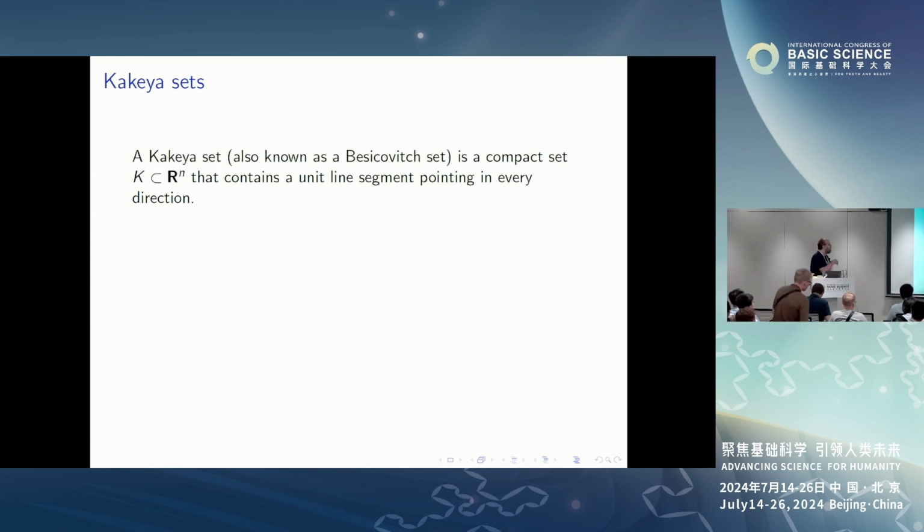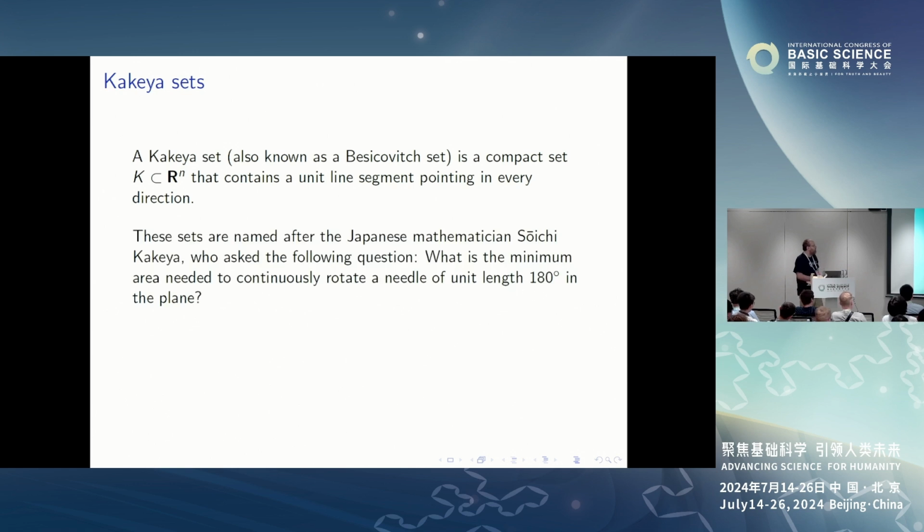So a Kakeya set, also called a Besicovitch set, is a compact set in some R^n. We'll focus on R^3, which contains a unit line segment in every direction. These sets are named after the Japanese mathematician Soichi Kakeya, who asked the following question. What is the minimum area needed to continuously rotate, this is in 2 dimensions in the plane, a needle of unit length 180 degrees in the plane?